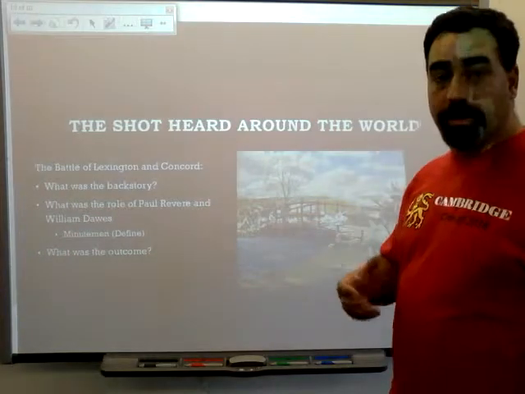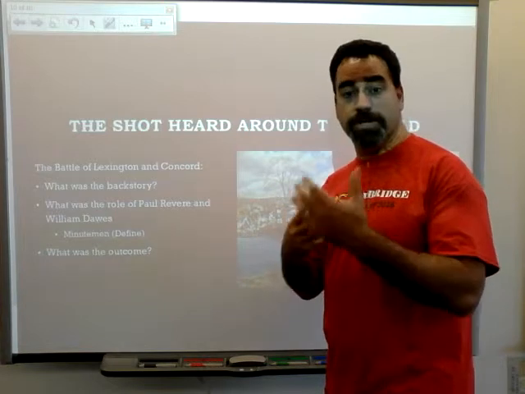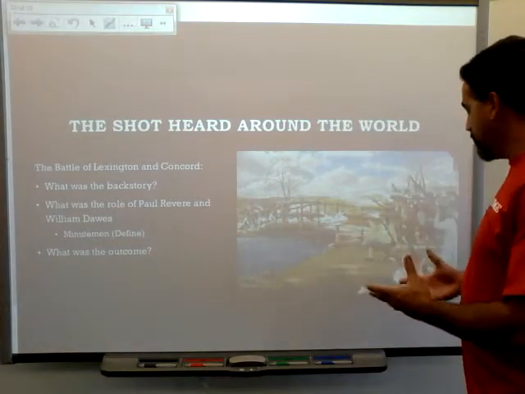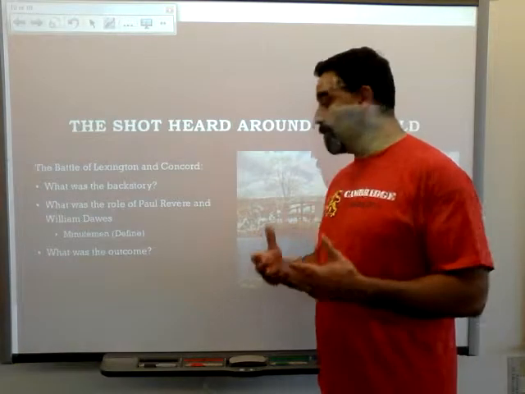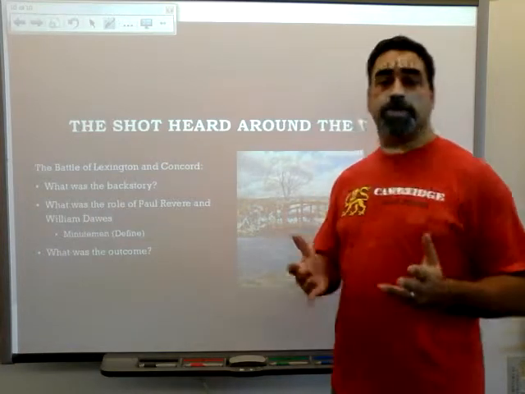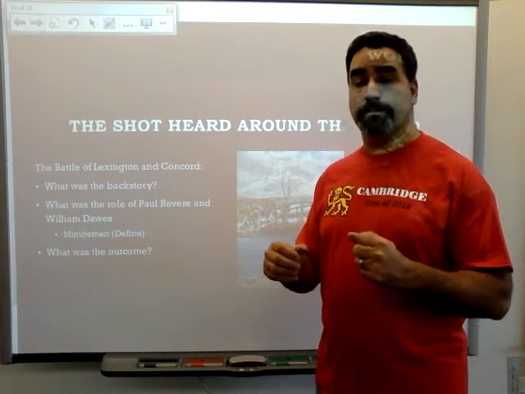And by the time they get to Concord, the militia there had time to gather itself and to organize itself into a useful resistance, and they fired on the British. And the British fired back. In fact, there were more colonial casualties than there were British casualties. But the British realized, whoa, wait a minute, we're kind of in a bad situation here.